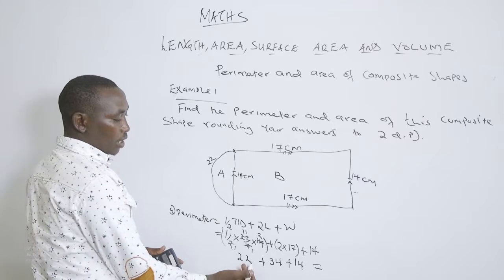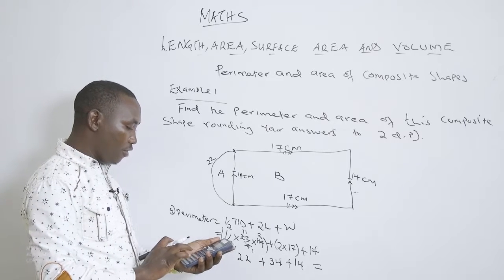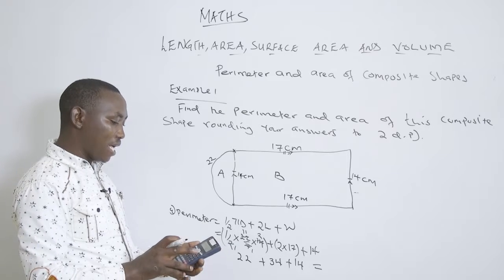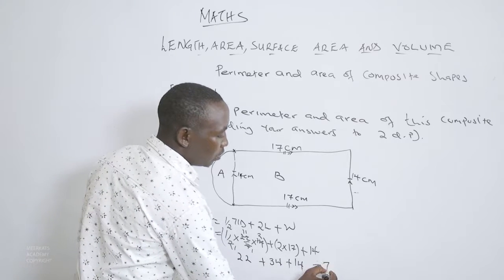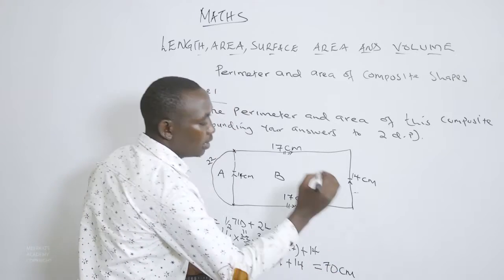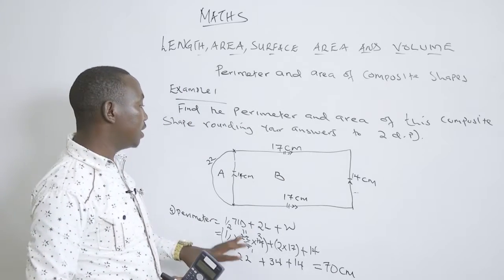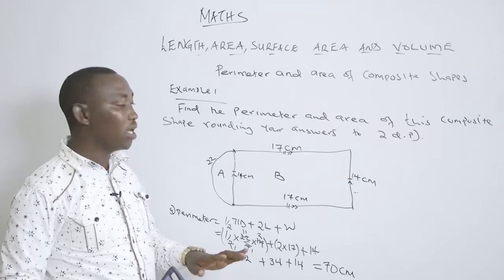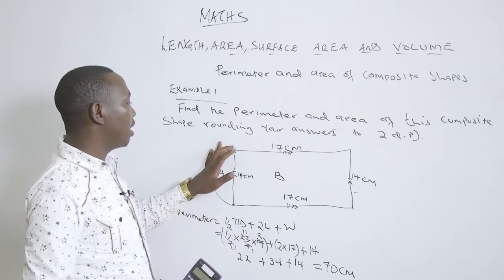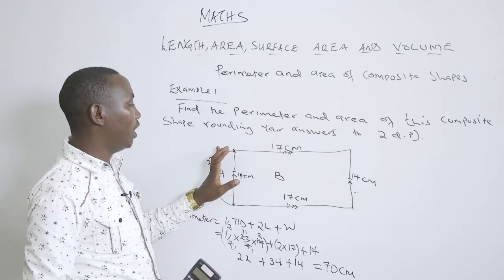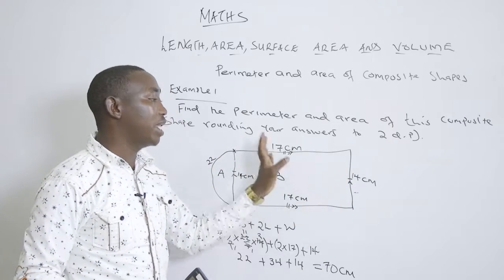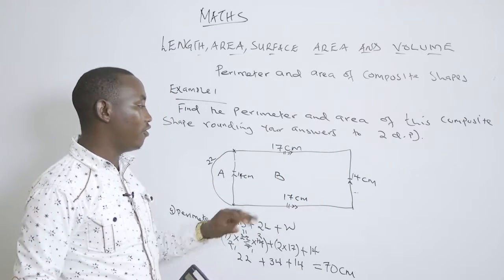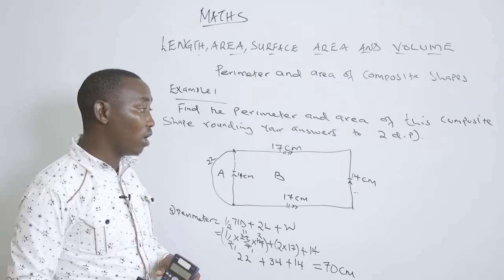When you add 22 plus 34 plus 14, it gives you 70 centimeters. So the distance around this particular figure is 70 centimeters, which includes going a half distance of the circumference added to the 3 straight lines of this particular rectangle.